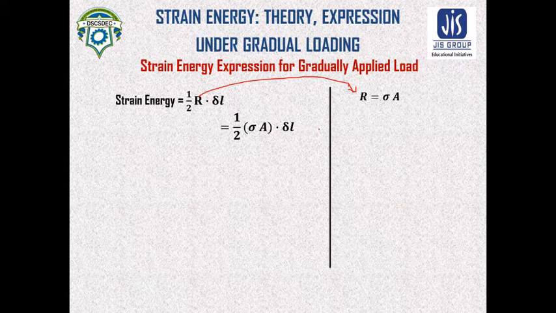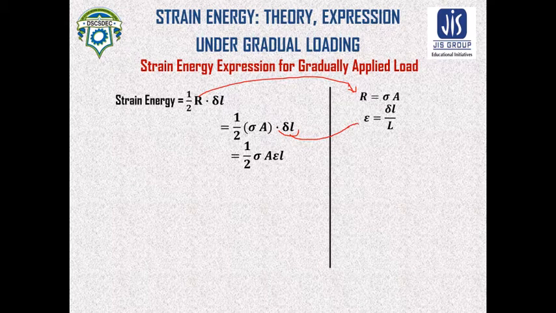Now see, del L can be written as epsilon into L, because epsilon is the strain, and deformation is equal to original length into strain. So epsilon into L. So we can write this.